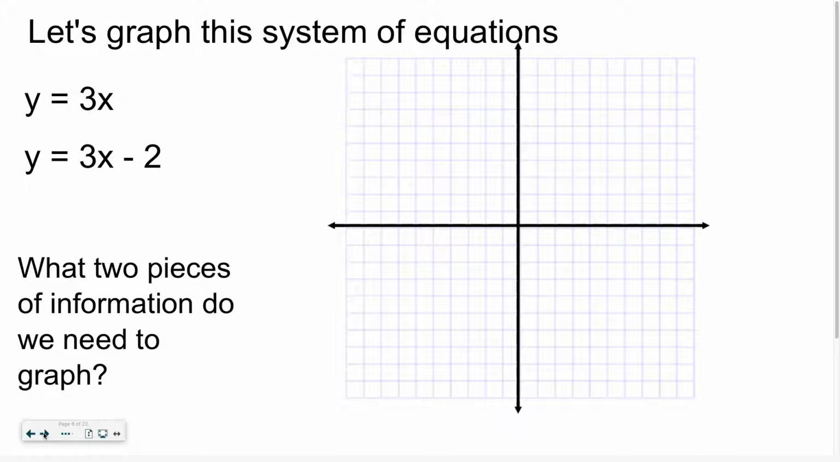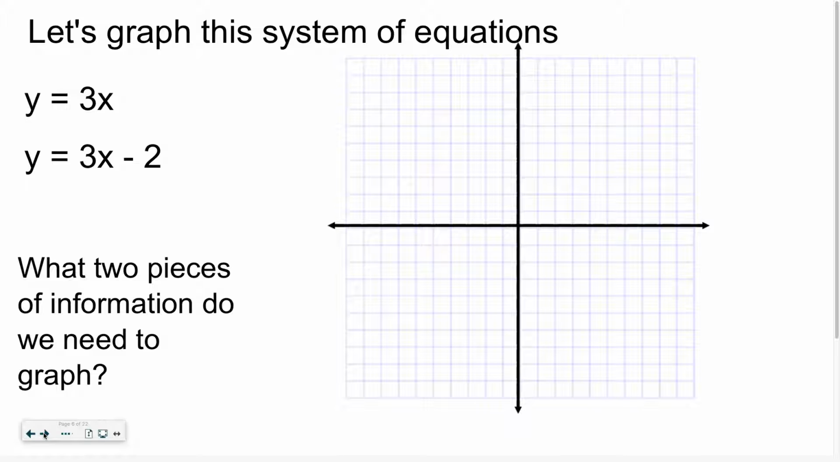Two equations, y equals 3x and y equals 3x minus 2. We're going to graph them. What do we need to know in order to graph these equations? Where they start, yeah. What would we call that? The y-intercept. So what's the y-intercept of the first one? 0. Alright. And then what's the y-intercept of the second one? Negative 2. Alright. And then what else do we need to know?